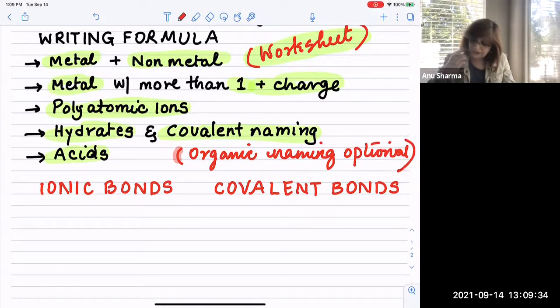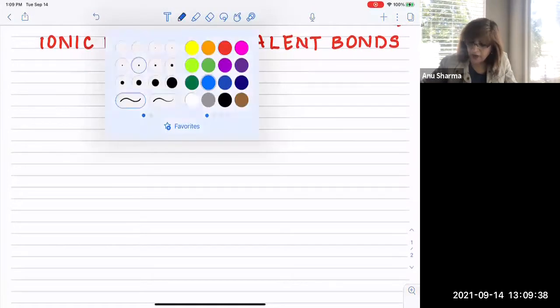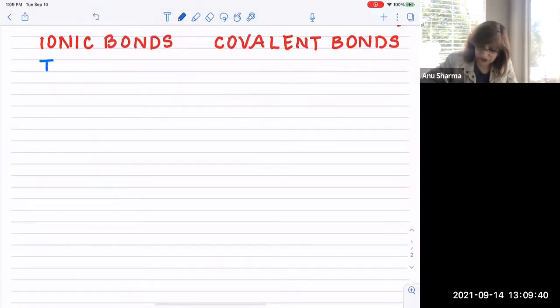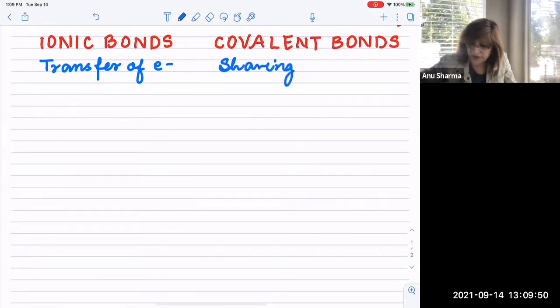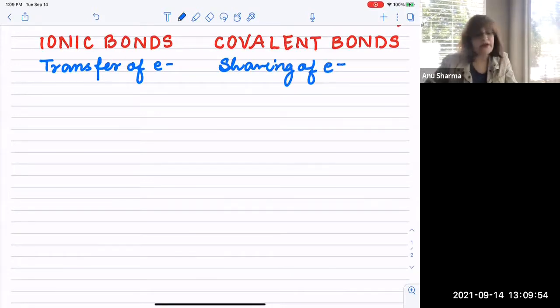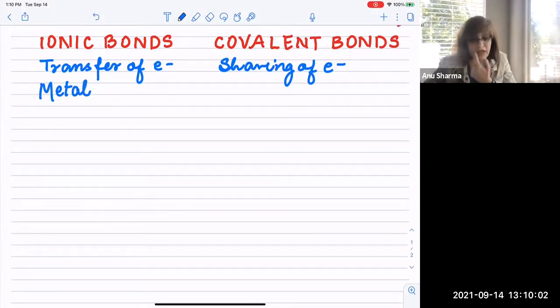Anyway, so let's look at, first of all, ionic bonds and the covalent bonds and how are they formed. Ionic bonds are formed by the transfer of electrons. And covalent bonds are formed by sharing of electrons. Okay, now when the transfer of electrons occurs, there are the metals and the non-metals. They are involved in making the ionic bonds.